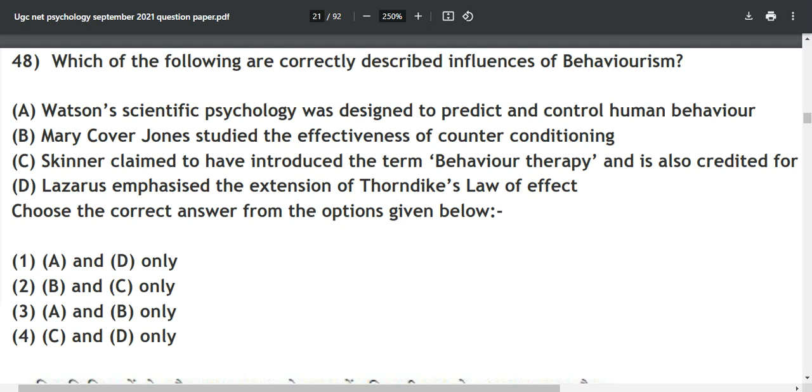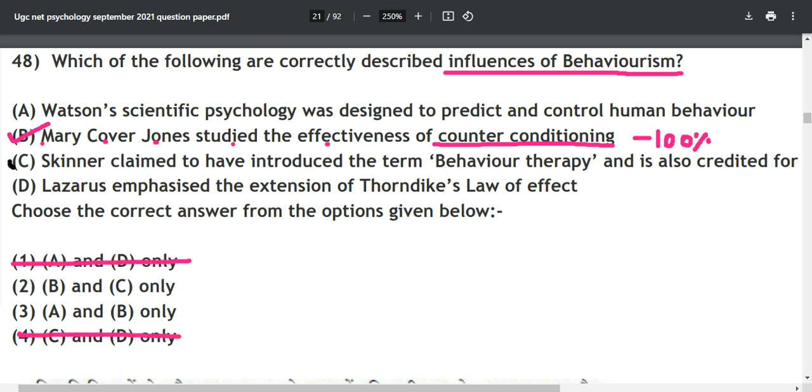And what we are solving over here is correctly described influences of behaviorism. Do you need to read any hi-fi books, any costly books? No, you just need basics. Correct. Mary Cover Jones studied the effectiveness of counter conditioning. 100% true. B is going to be the answer.